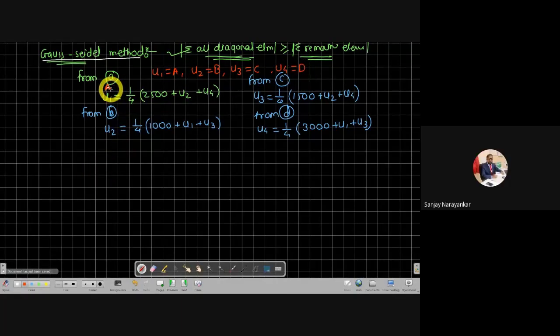Now I will have a modification: U1 is A, here U2 is B, and U4 is D. Then here U3 is C, here U2 is B, and U4 is D. Here you can see that U1 is A and U3 is C. So you can write these equations.